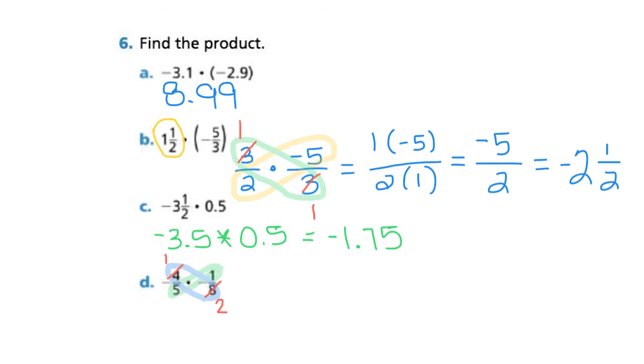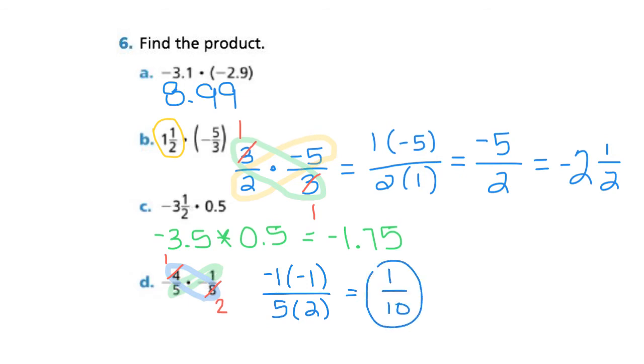Now it's time to solve the problem. On the top, we have -1 times -1. And on the bottom, we have 5 times 2. When we work this out, we get +1/10 as our final answer.